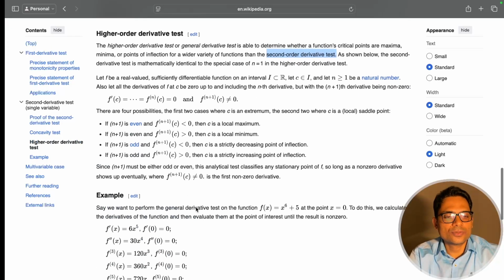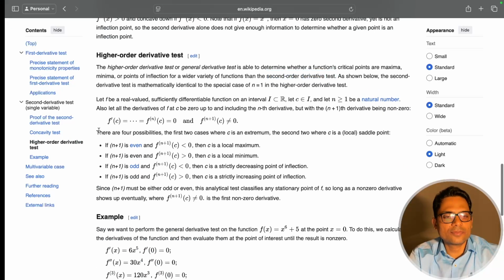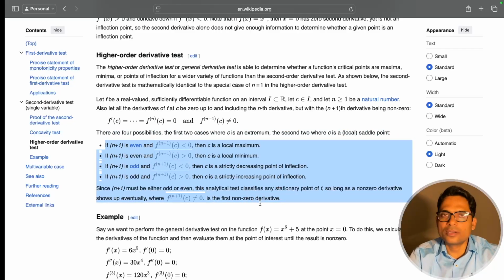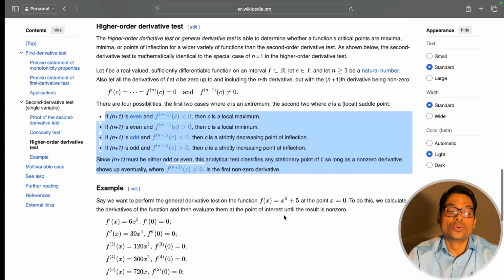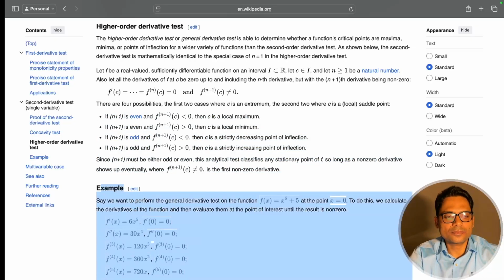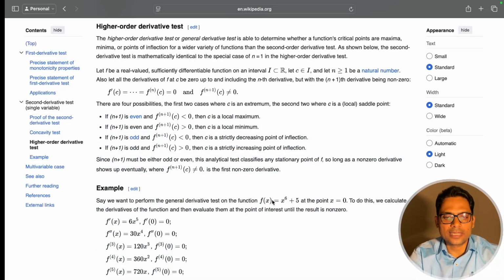So if it is not conclusive from the second derivative, then we go for higher order derivative tests. You should know this, and all the conditions are here. You don't need to remember this. It's just good to know, and it has been explained using an example. Here the example is here. Here they have taken 6x to the power 6 plus 5.